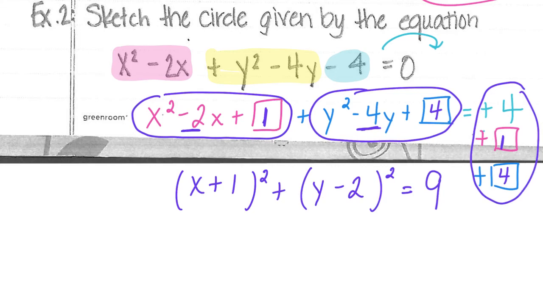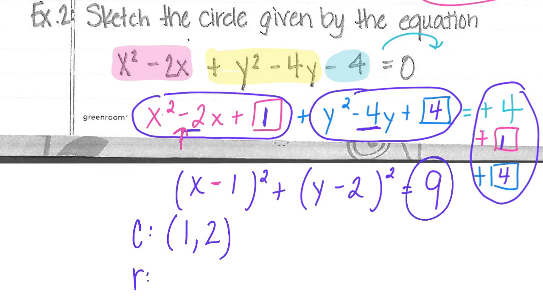All right, did you see a mistake that I made? This should be a minus because of this negative right here, so this should be minus. So let's go and continue. The center is at positive 1, positive 2. My radius, because this is the radius squared, is just going to be 3.